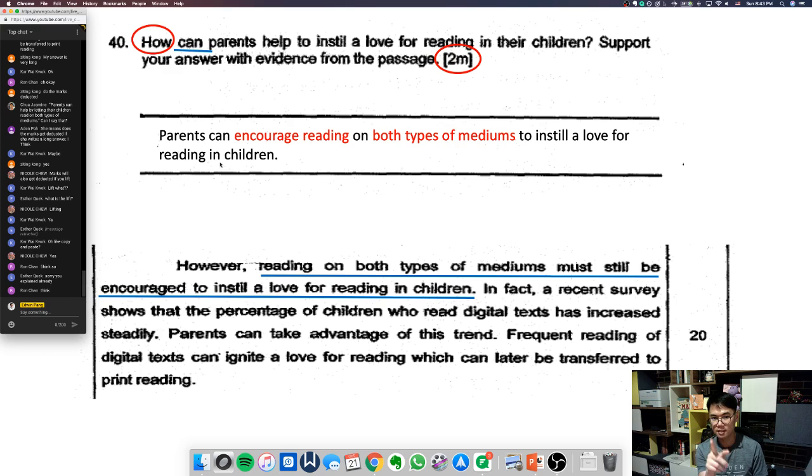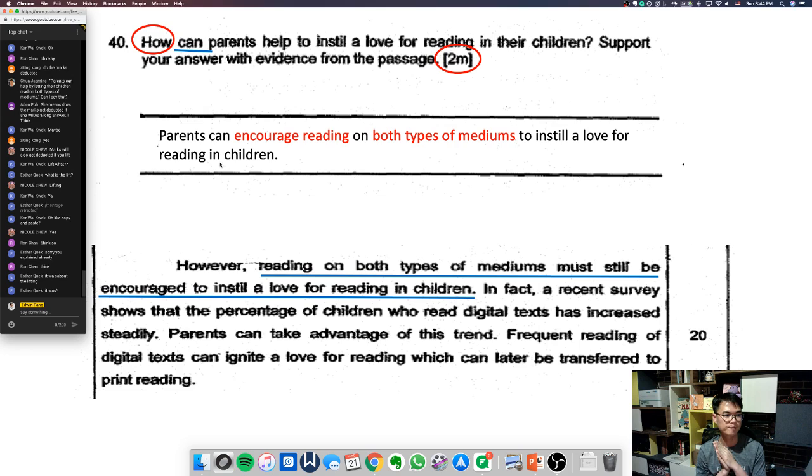Okay, Jancis, see there's a pattern here in the mistakes that you're making. Be a bit careful, but thank you for trying. Really love that you're giving it your 100%. Really, really respect that. Okay, great. Right, so I hope you all can see that over here, I'm answering the question, how can parents help to instill a love? Parents can do this. Encourage reading on both types of mediums to instill a love for reading. All right? Okay, now let's move on to the last question.